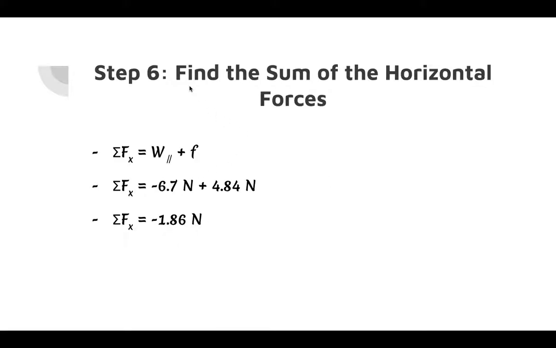Step 6 is to find the sum of the horizontal forces. So use the equation sigma F of x equals weight parallel plus frictional force. So weight parallel is negative 6.7 newtons. You add the frictional force, which is 4.84 newtons, and you'll get negative 1.86 newtons.